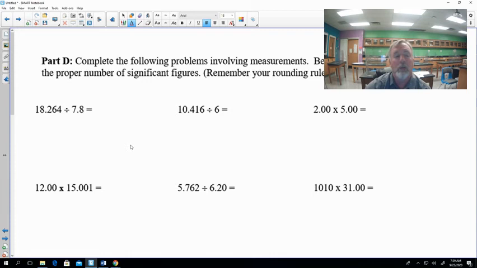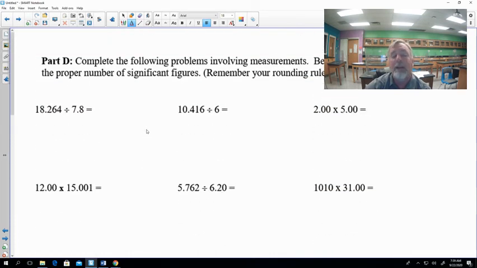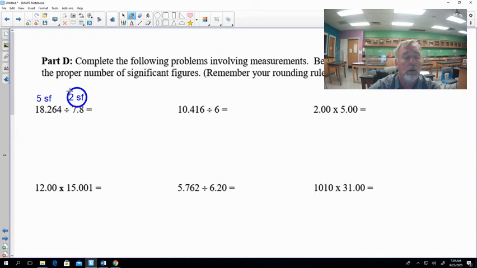Let's do a couple of these divisions here on the back and multiplications on the back. Remember how we did these. What was the important part? We had to figure out how many sig figs each number has. So I'm going to do these a little bit smaller here. Right, 18.264, that's got 5 sig figs. 7.8, that's got 2 sig figs. Which one is the smaller number? The 2 is. All right, so our answer is only allowed to have 2 sig figs.